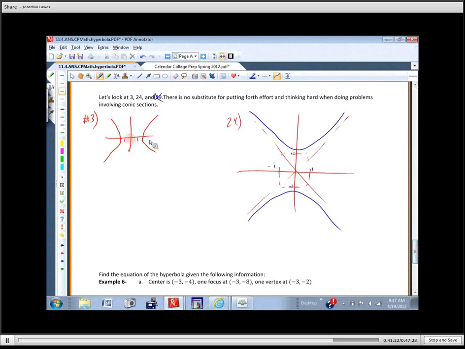These are just matching. Okay, this one has a center at 0, 0, and it opens to the right and to the left. Which variable is positive? X. So it's going to be x squared minus y squared equals 1. How far did we go in the x direction to get to the vertex?